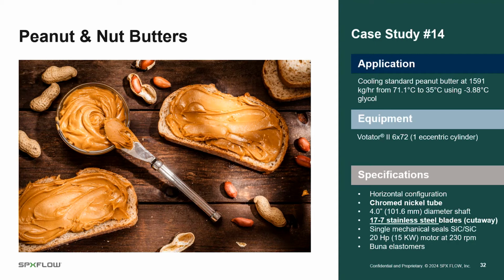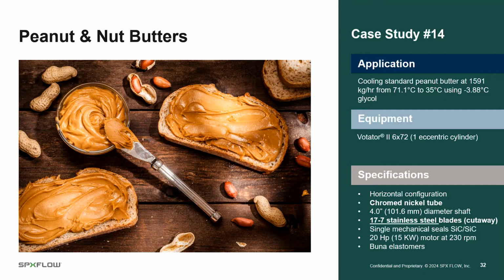Again, we have to go to the 4-inch shaft because of the eccentricity. And in this particular case, we used a 17/7 blade, which is a little different blade, cutaway style. So it allows us to let product run through the heat exchanger, but around and through the blade. So we can keep our blade tip pressures inside the unit to a minimum as we go through that eccentricity and that pinch point in the system.